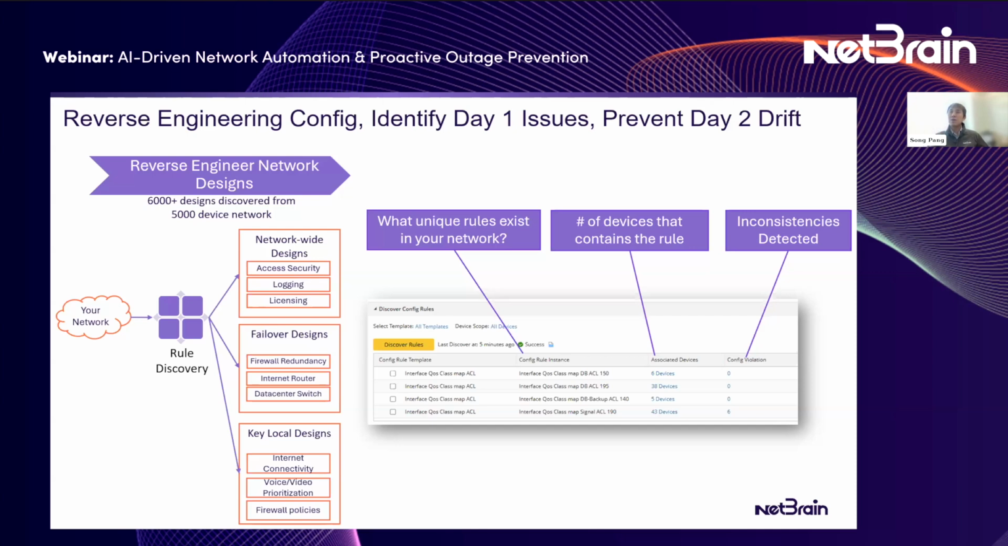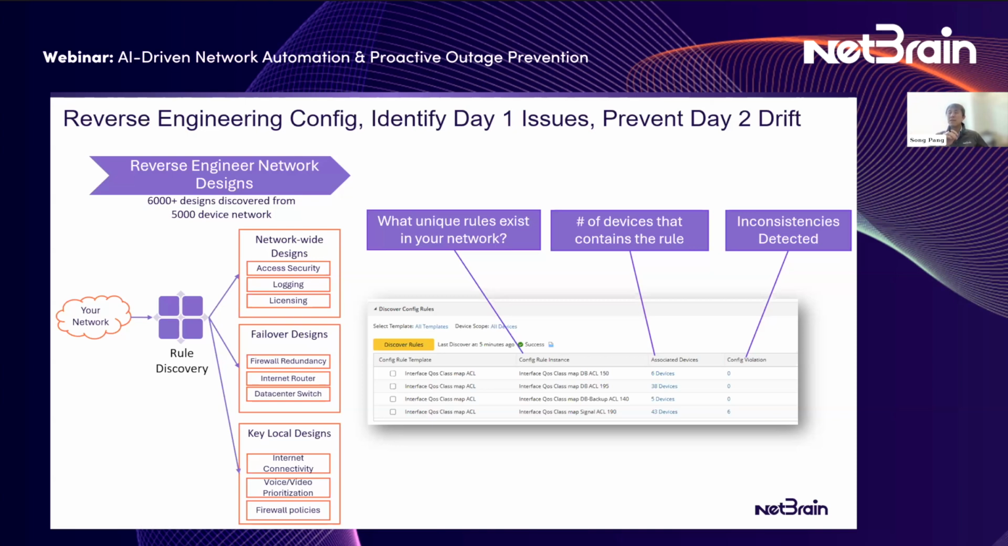The second thing is, we answer the question of how many devices contain this particular rule, right? So you have 38 devices that have class map DB using ACL 195. You have 6 devices using ACL 150, 43 signal using ACL 190, right? So now we start to identify all those devices in your network that have this said rule configured. Lastly, probably most importantly, we start to identify inconsistencies. So of the 43 devices that have ACL 190 applied to class map signal, applied to an interface on the QoS, we found 37 devices that have the same configuration, but 6 that have a different one.